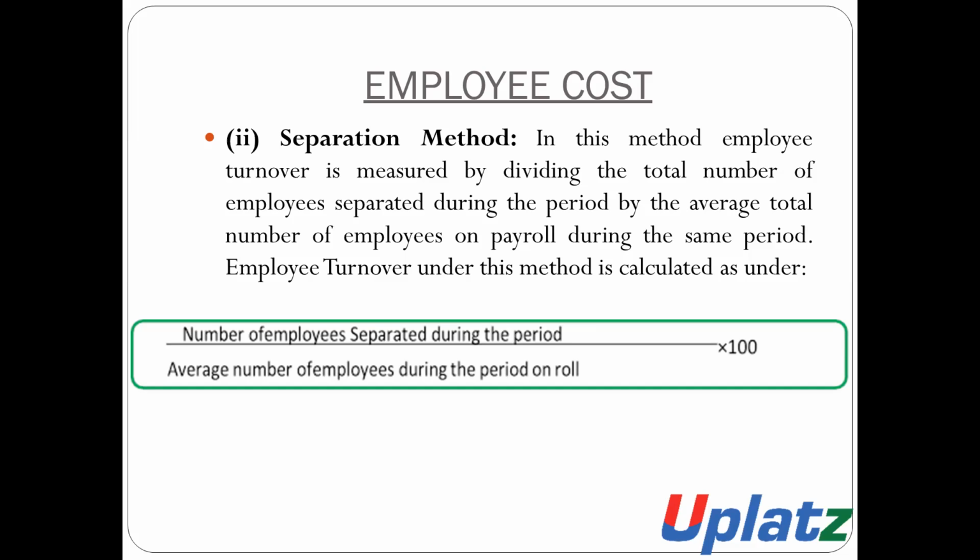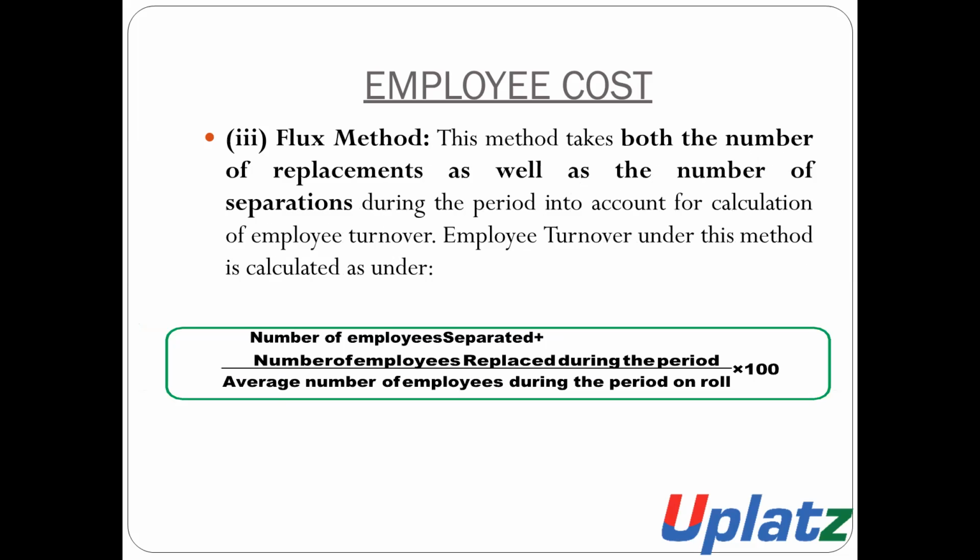The formula is the number of employees who are separated during the period divided by the average number of employees during the period on the roll, into 100. On the basis of this formula, we can calculate employee turnover under the separation method. The next method is the flux method.